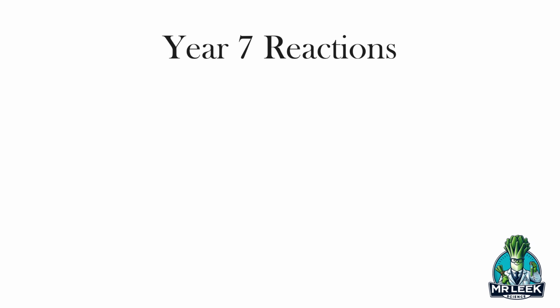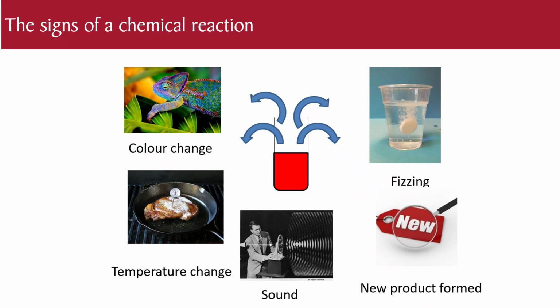Okay, so now what we've got is year 7 reactions, a bit of chemistry, which is fantastic. First thing you're going to need to know, you need to know 5 signs of a chemical reaction. So if you look at something, how do you know a chemical reaction is actually happening? So you literally need to list them.